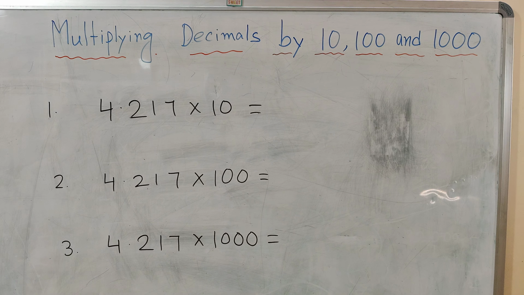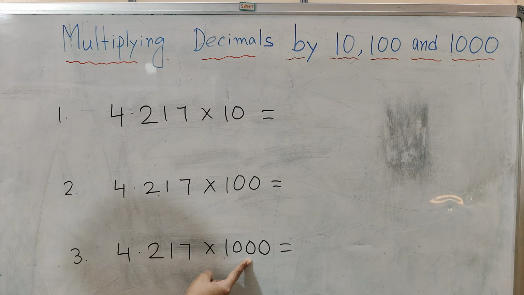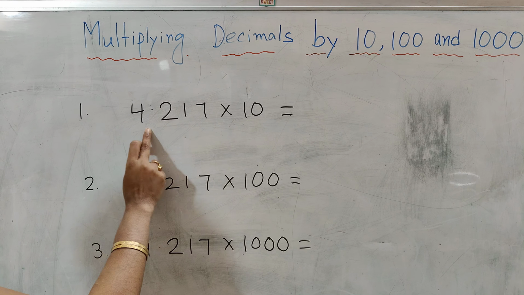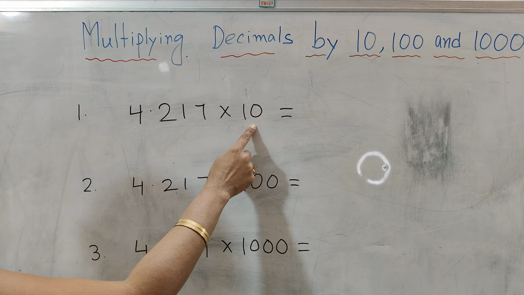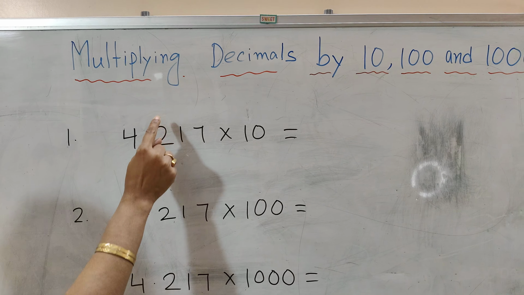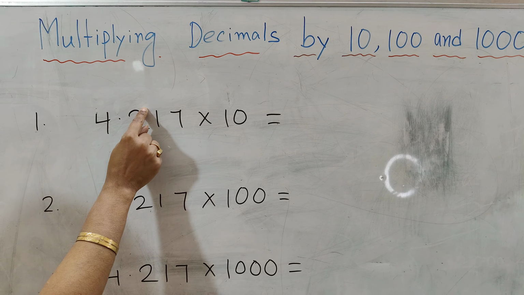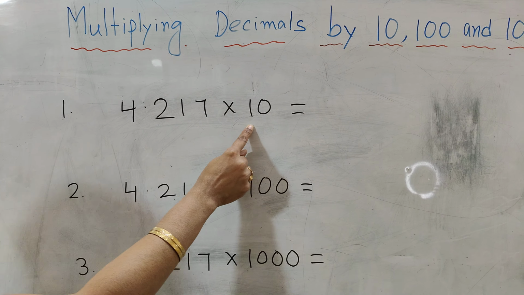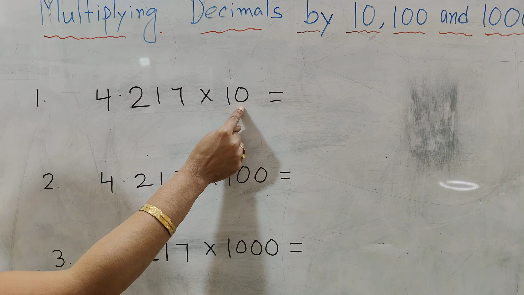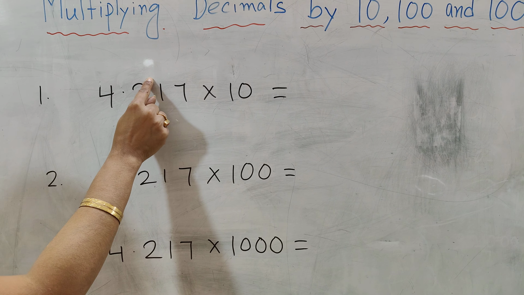Today I will teach you how to multiply decimals by 10, 100 and 1000. So we see the decimal number. If we multiply by 10, then what are we going to do? We are going to move the decimal point one place to the right, as we are multiplying by 10 and the multiplier has only one zero. See, 10 has one 0. So we will move the decimal point to the right by one place.